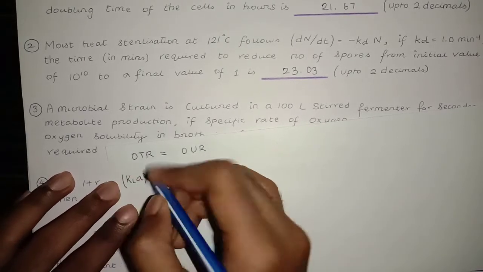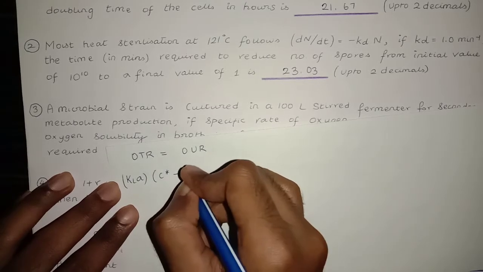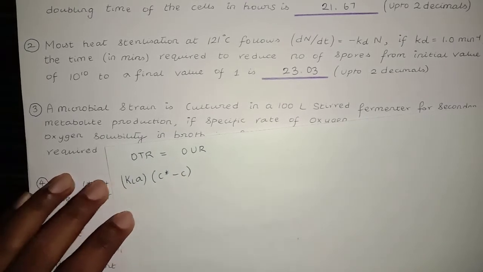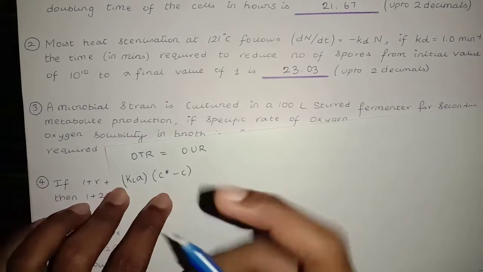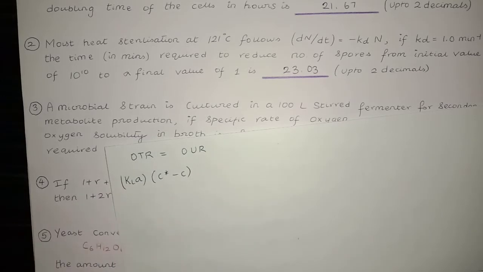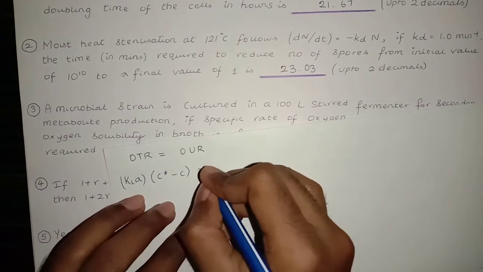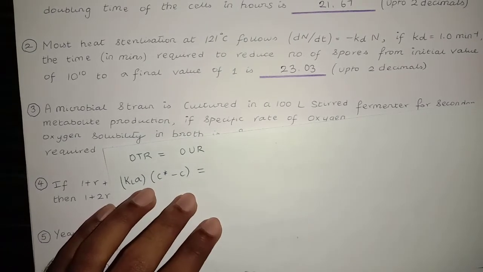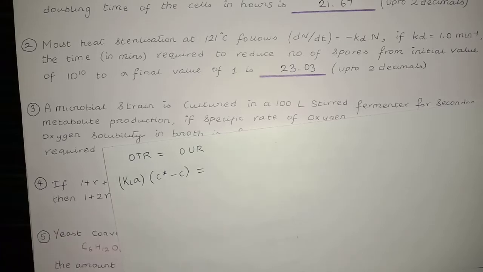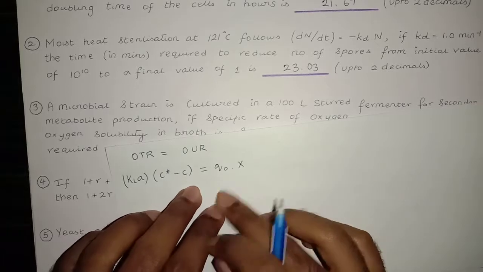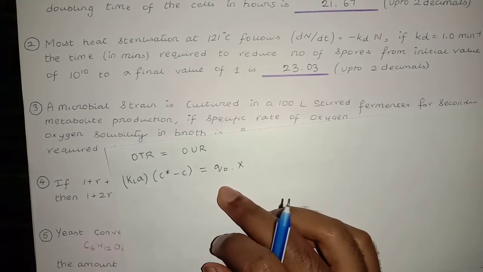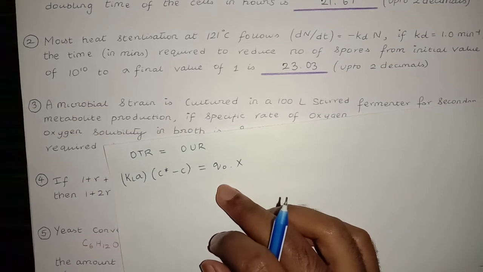Resistance is KLa. The concentration difference is C star minus C, where C star is the oxygen concentration at saturation, and C is the concentration of oxygen, or the dissolved oxygen, in the broth. This is equal to OUR. OUR is the oxygen uptake rate, how much oxygen is being consumed by the cells, which is equal to Q0 times X, where Q0 is the specific oxygen consumption rate, that is how many moles of oxygen are consumed per cell.